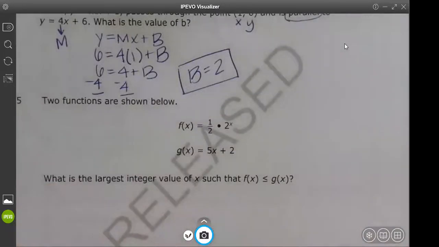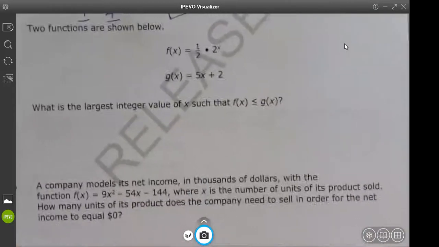I'm going to hold off on number 5. It's not hard. It just takes a long time. Okay, so I'm going to hold off on number 5, but I'm going to come back and do it. All right. Number 6.